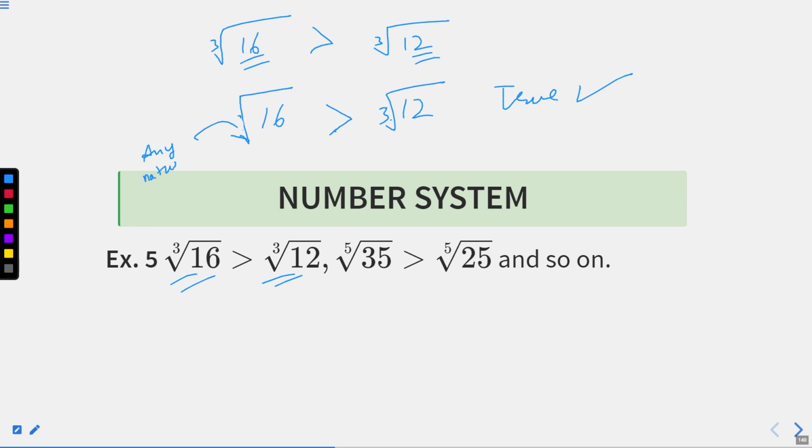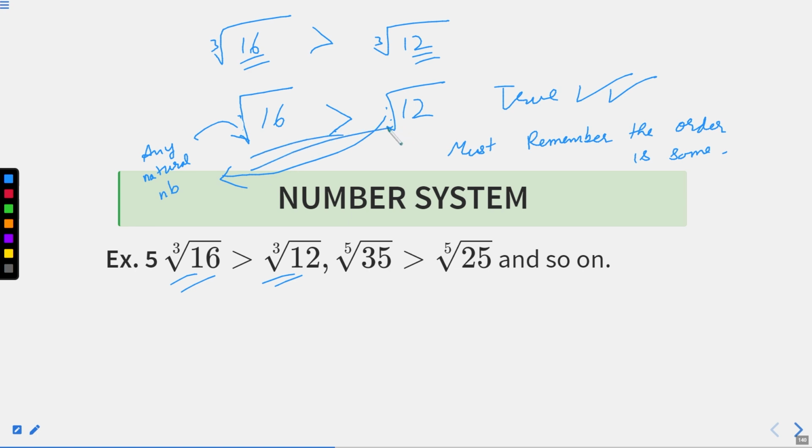So if I apply any natural number, and the same natural number here, we must remember the order is the same. Then only we say it is true. Okay. Similarly here, 35 and 25, 35 is greater. So applying 5 here, it is true. Okay. So quite simple, comparing two surds.